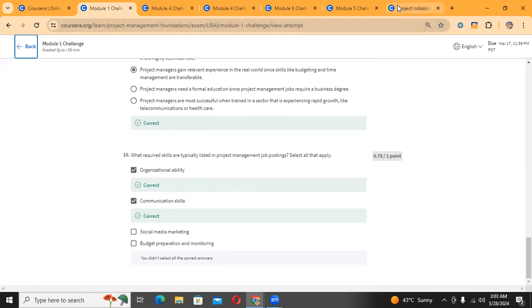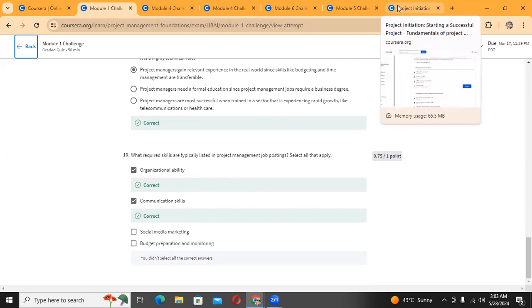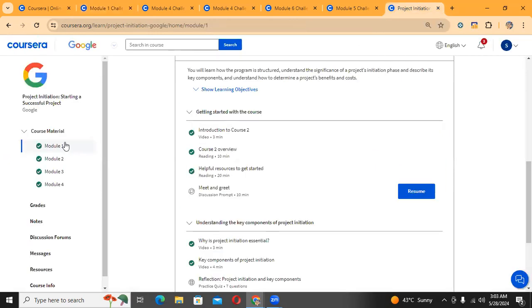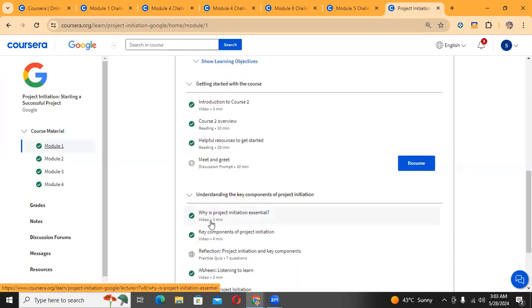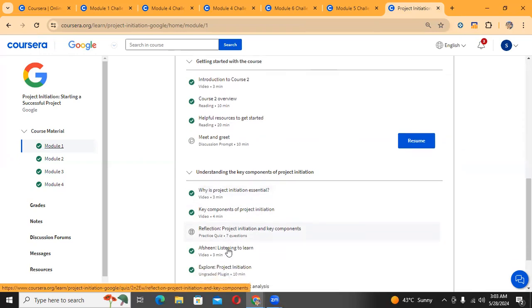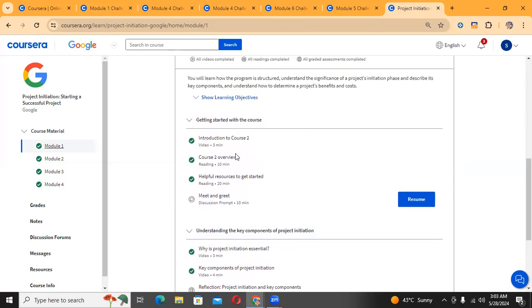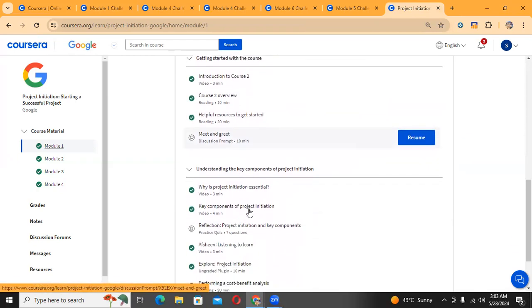So let's go on to the second course, which is project management. The second course is to provide you with the fundamental skills you need to initiate and manage projects. It is divided into four comprehensive modules. So here is the first module, understanding project management. In the first module, you will learn about the basic principles of management.